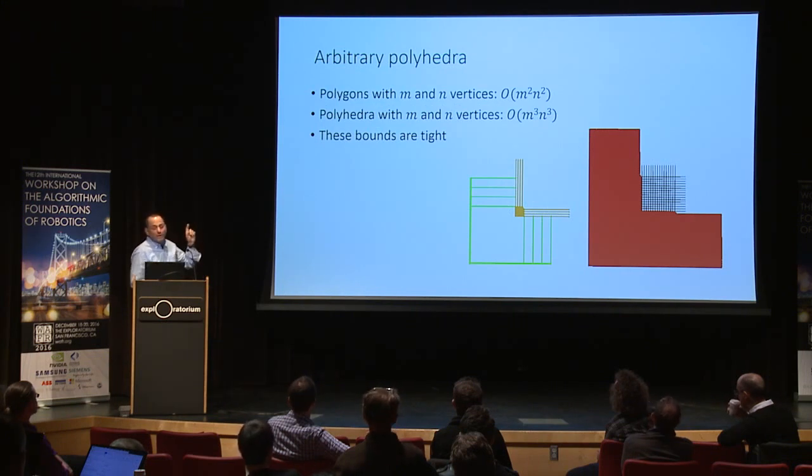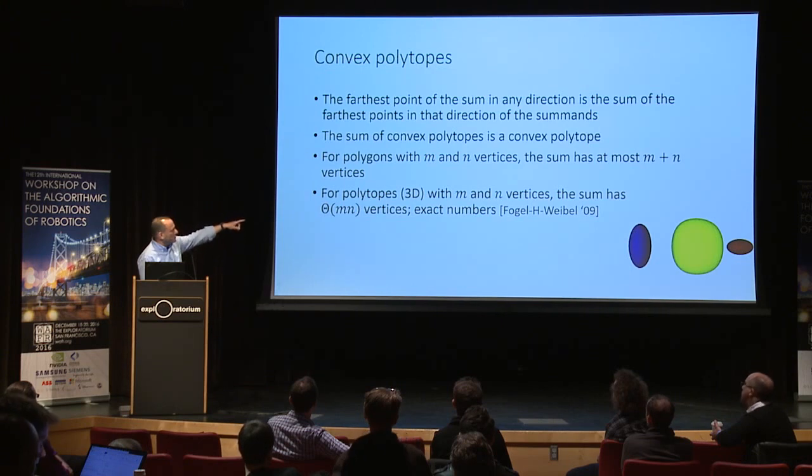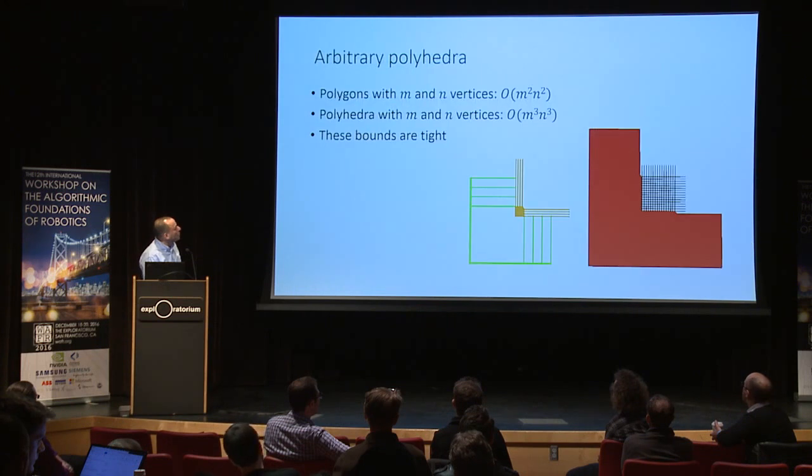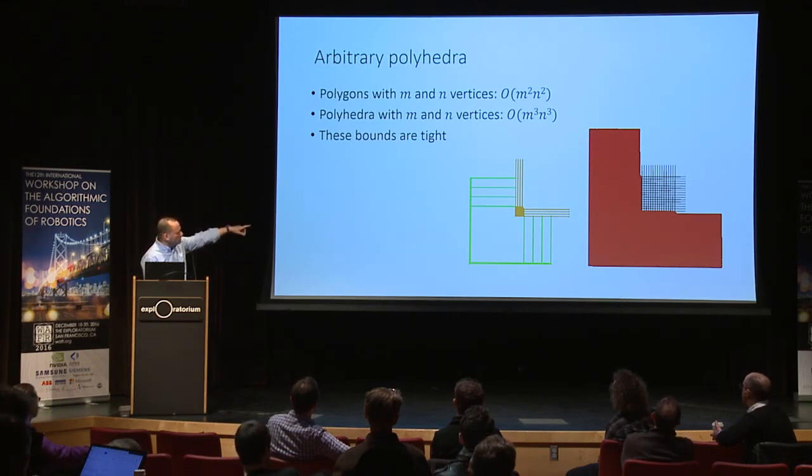However, if you take arbitrary polyhedra, the Minkowski sum becomes much more complex. Remember, for two convex polygons, it has complexity m plus n in the plane. And if I give you two arbitrary polygons in the plane, the complexity jumps to m squared times n squared. And in 3-dimensional space, it's m cubed times n cubed, and these bounds are tight. You see an example here that you can get two polygons with m and n vertices, and the complexity of the Minkowski sum is actually m squared times n squared.